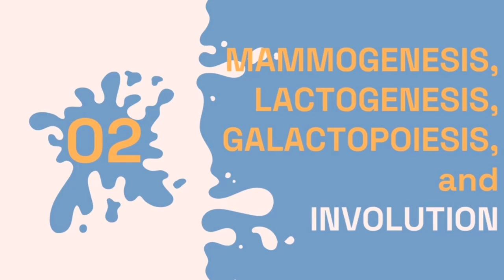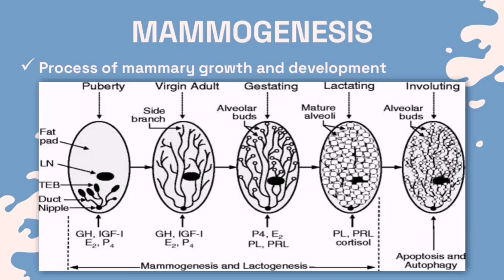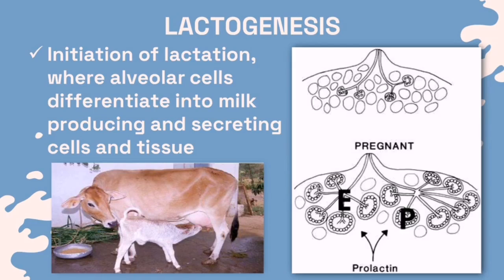The 4 stages of lactation. Mammogenesis is the process of mammary growth and development. This starts from birth until puberty and pregnancy. Lactogenesis is the initiation of lactation, where alveolar cells differentiate into milk-producing and secreting cells and tissue.